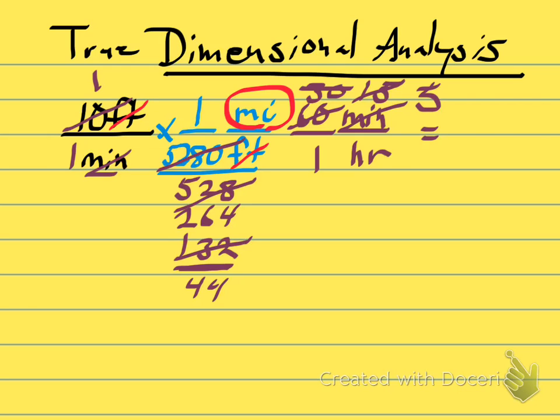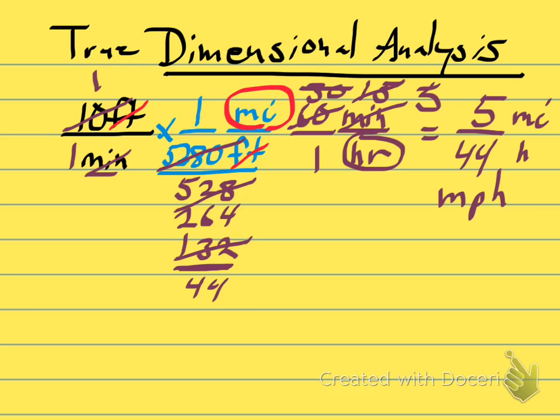So now what's left on the top is 1, 1, and 5, so this is 5. And on the bottom we have 1, 1, and 44. 5/44 miles per hour. Let's double check. Yes, the only units that were left were miles and hours, so that does check. That's about 1/9 of a mile per hour, which is really, really slow. But again, we're talking about a turtle, so that makes sense.